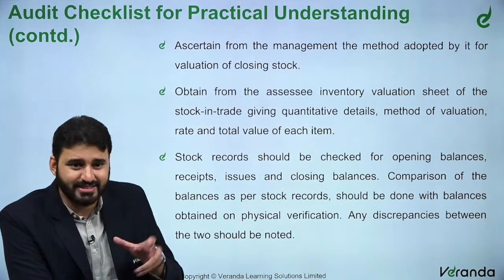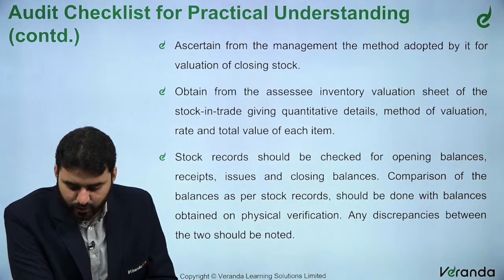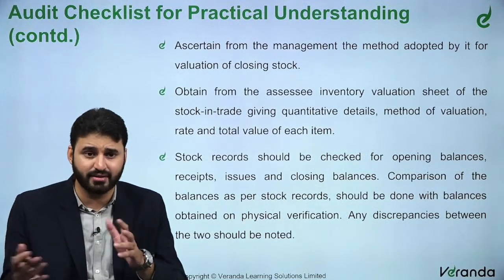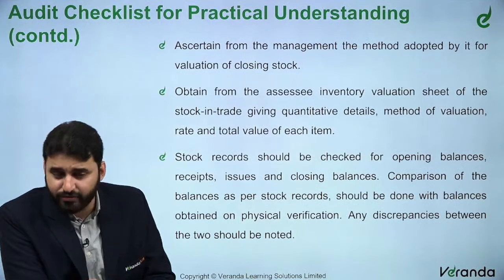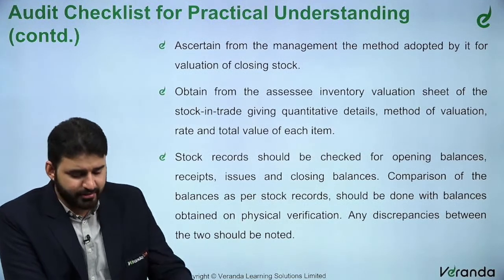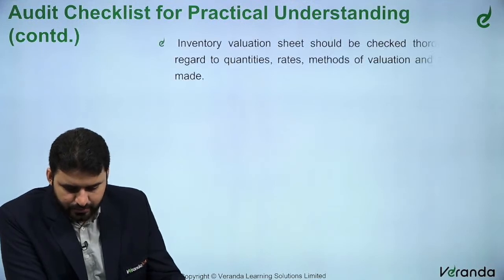Stock records, now this is a checklist basically. Stock records should be checked for opening balances, receipts, issues and closing balances. So basically quantitative reconciliation has to be done. Comparison of the balances as per stock records should be done with the balance obtained from physical verification. Any discrepancies between the two should be rectified.